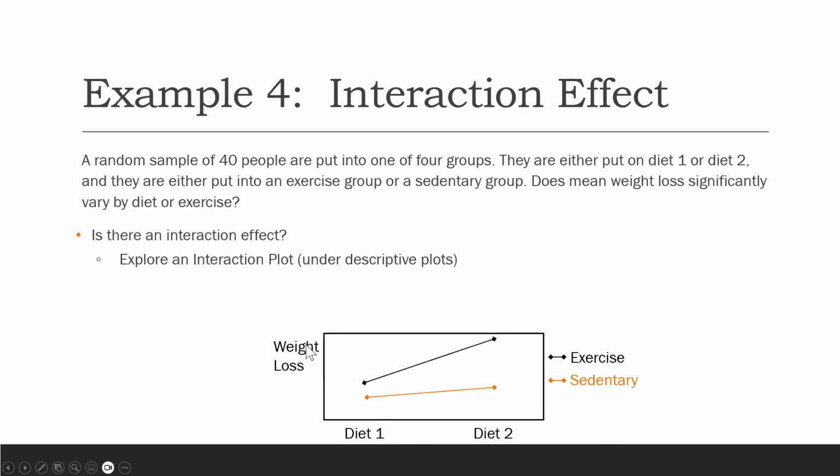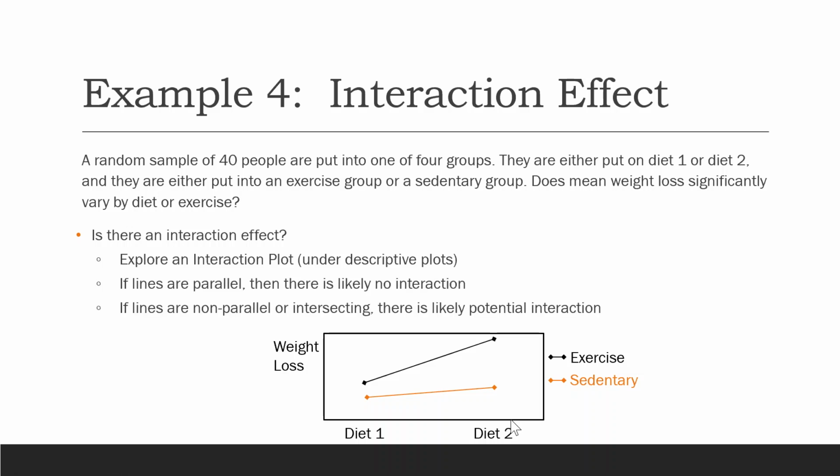My vertical axis is going to be my quantitative variable. Now, if I look at this plot here, there is some evidence of an interaction. And the evidence comes by way of determining whether we have parallel lines or non-parallel lines. Some people say skewed lines if it's non-parallel. If the lines are parallel, then there is likely no interaction. But if the lines are not parallel, or especially if they're crossing or intersecting, then there is likely a potential interaction.